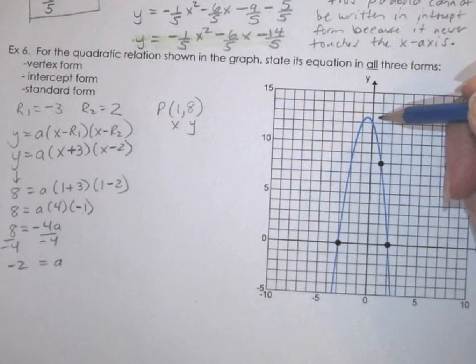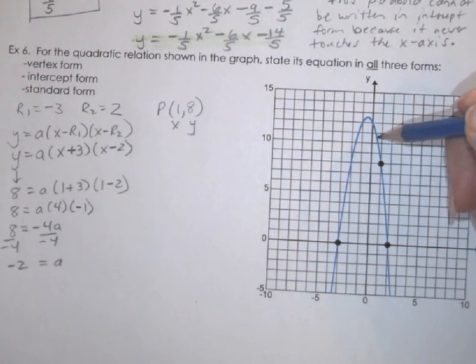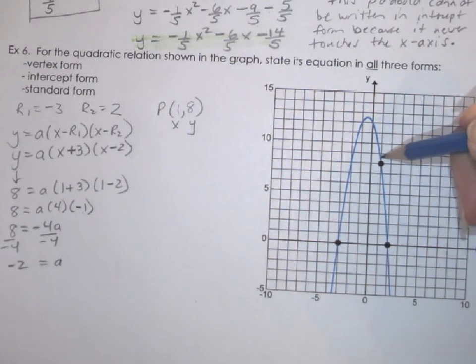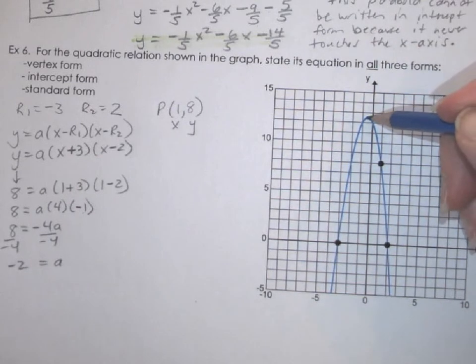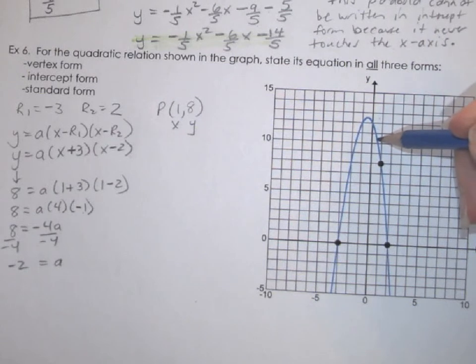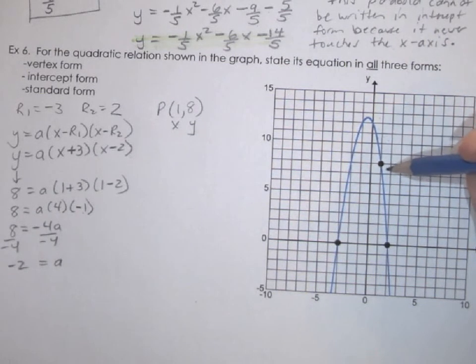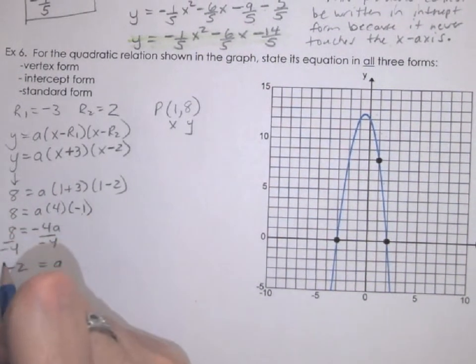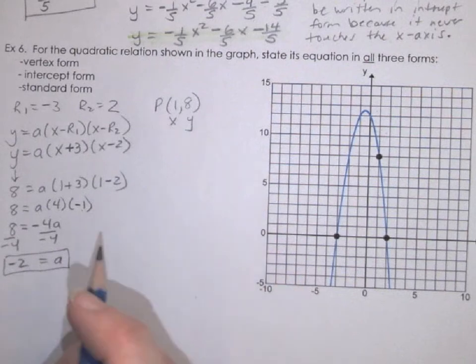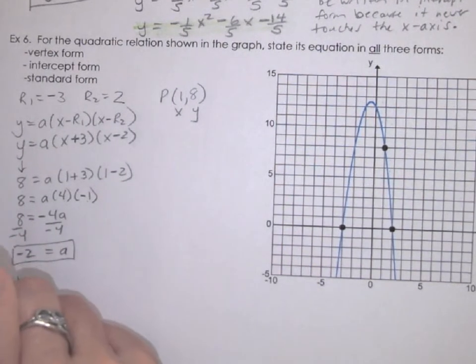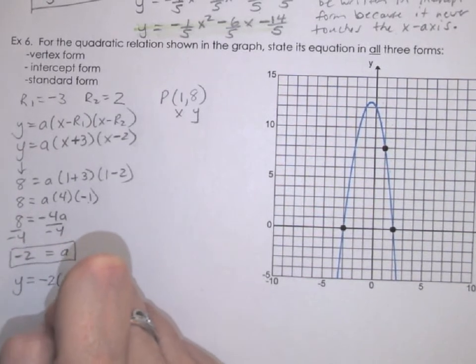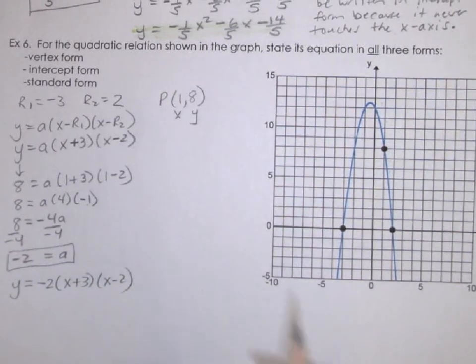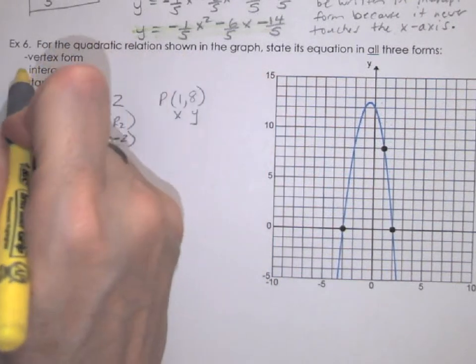And you can look and see if that makes sense. Here, when we go over 1, does it look like we go down 2, and then over 1, down 4, and then over 1, down 6? Yep, that looks right. Okay, so there's our a value. And now we can write out our intercept form with the a value in it. So our intercept form is y equals negative 2 times (x plus 3) times (x minus 2). So there's our intercept form.